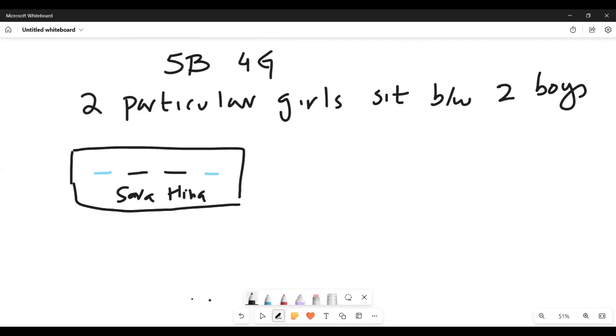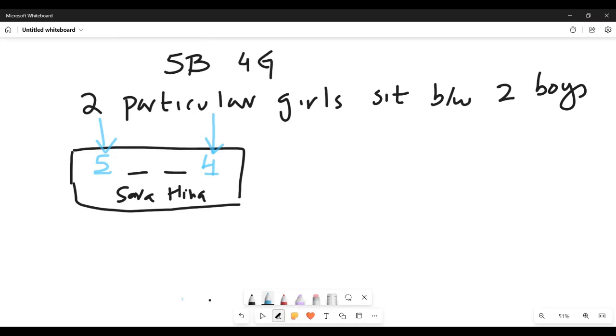So how many contenders for this spot? There are 5 boys, so 5. How many contenders for this spot? The remaining 4 boys, so 4. So that could be 5 times 4, or we can also say 5P2. There are 5 boys and 2 seats available, so 5P2. Or according to the basic counting principle, in the first spot there could be 5 boys and in the second spot there could be 4 boys. So 5 times 4 is 20.